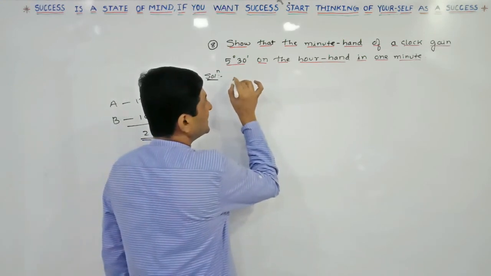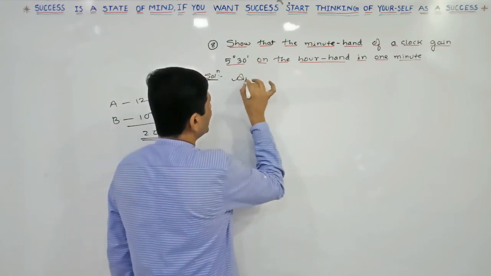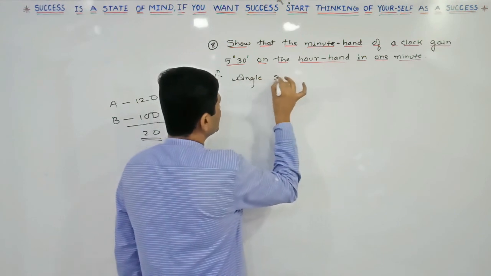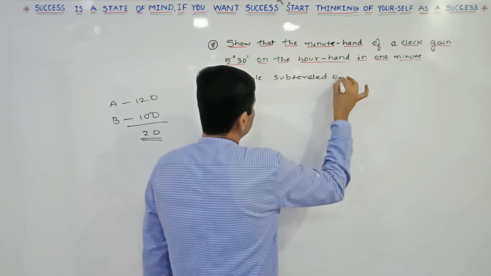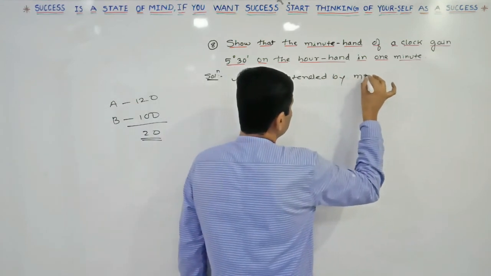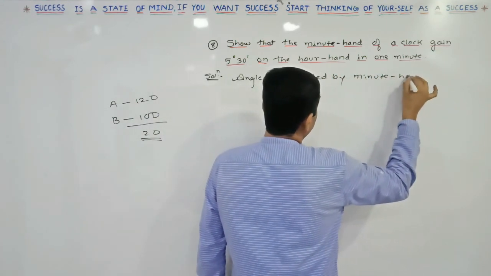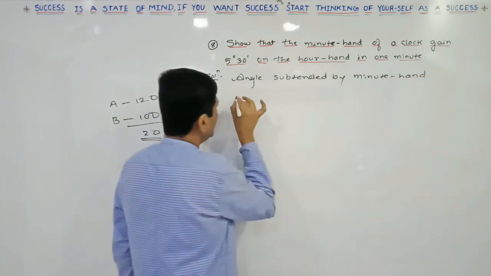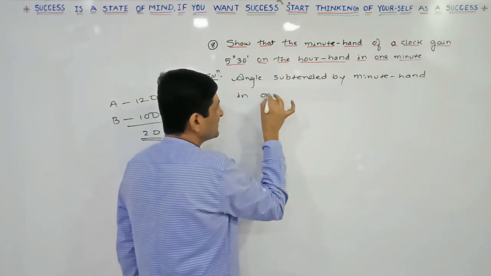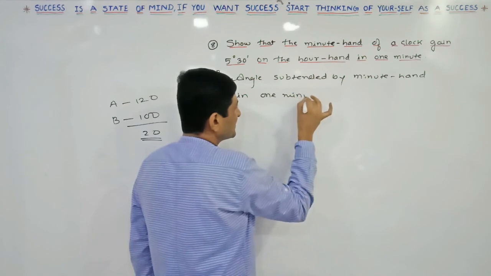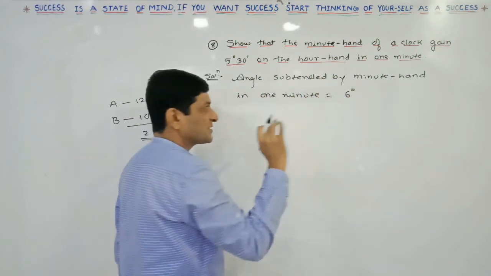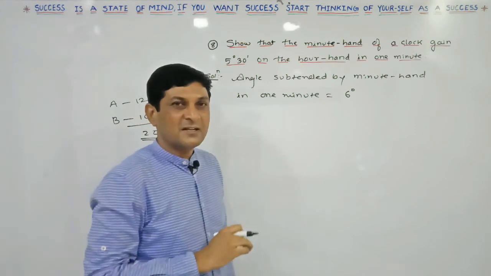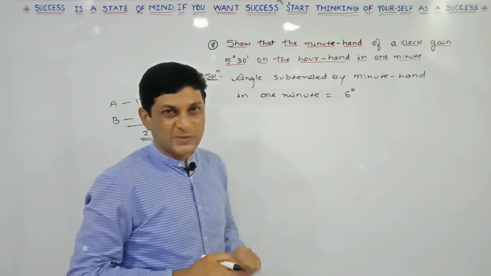So here the angle subtended by the minute hand in 1 minute is equal to, already we know that the minute hand subtends how much angle at the center in 1 minute, it will be equal to 6 degree.